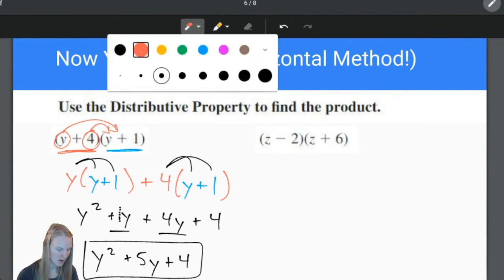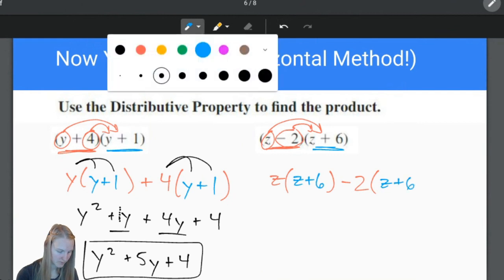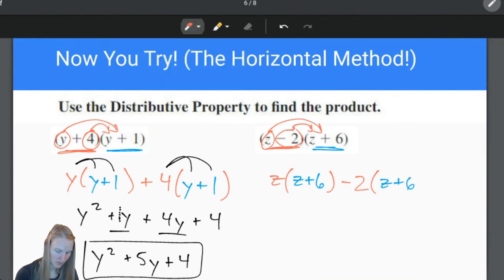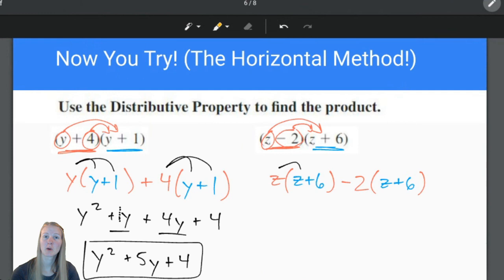I will just use the same colors. First one is red. Second one is blue. I'm going to take the z and multiply it by the second binomial, z plus 6. And then I'm going to take the negative 2 and multiply it by the second binomial, z plus 6. Keep it consistent. Okay. And now, I'm going to do my distribution rainbows.